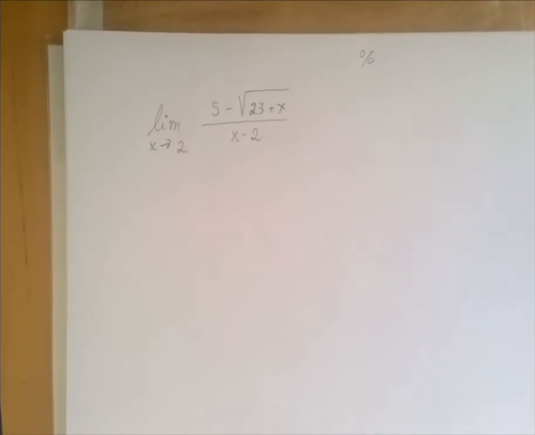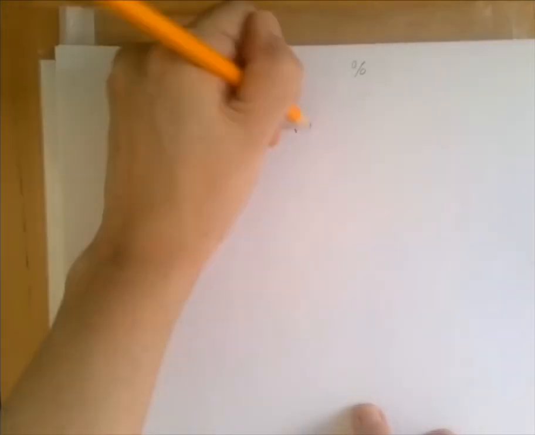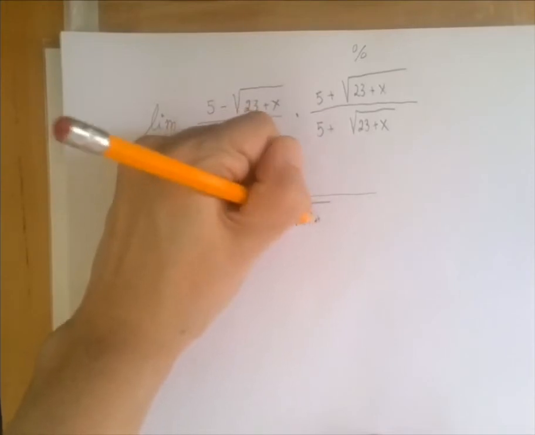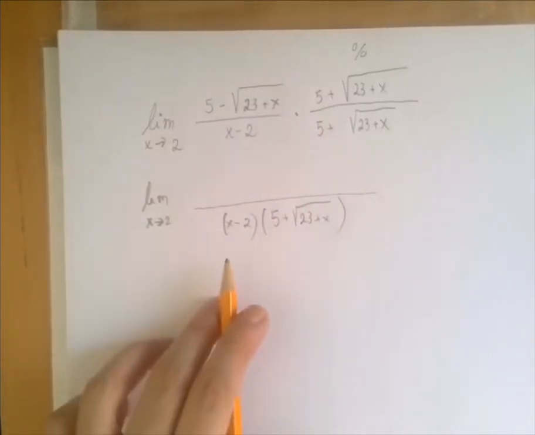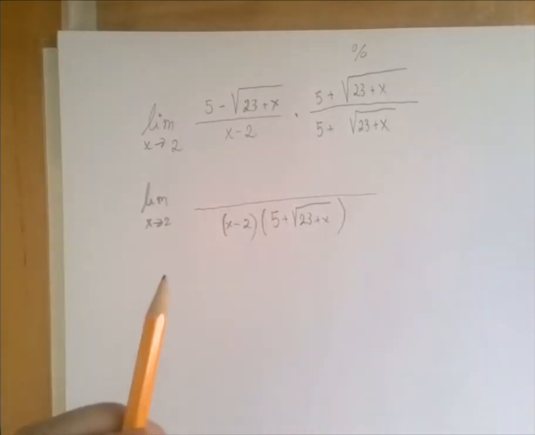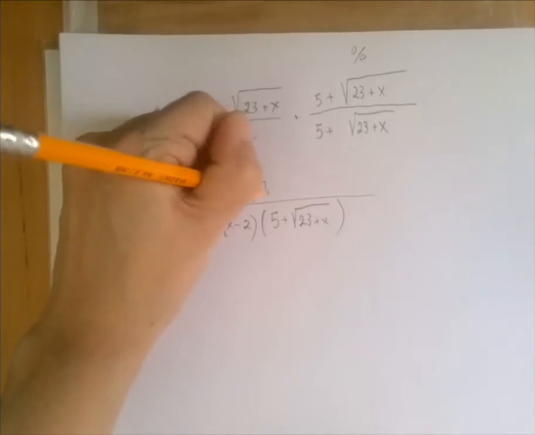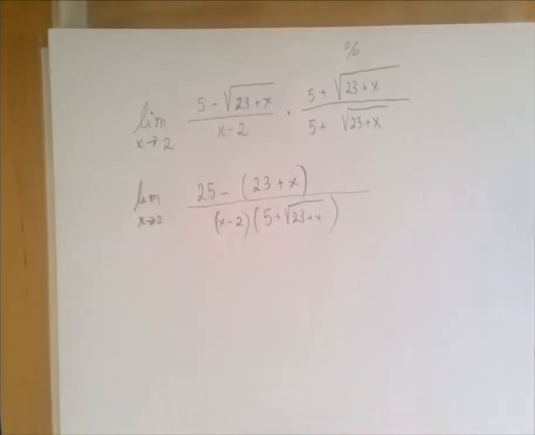So that means that we're going to multiply this expression by 1, where 1 is a fraction with the same numerator and denominator, and that same thing is the conjugate of the numerator. So in the denominator, we're just going to indicate the multiplication. The x minus 2 is getting multiplied by 5 plus square root of 23 plus x. Now, in the numerator, we have the difference of squares theorem, 25 minus 23 plus x. Right, the square of 5 and the square of the square root of 23 plus x.